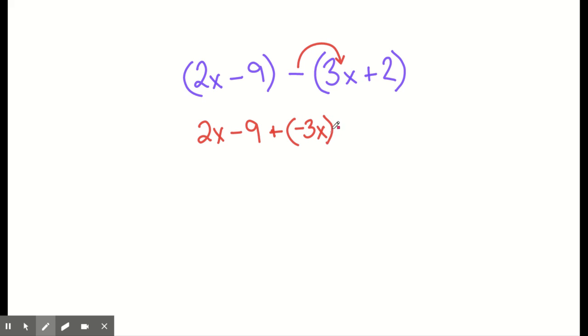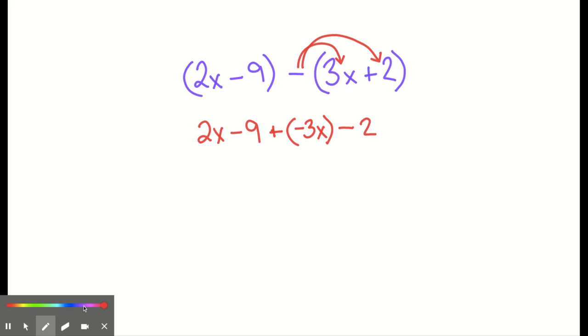Okay. We also have to distribute that negative to this positive 2. So see how we have a plus sign, and we have to also think about that as a positive. So a negative times a positive gives you a negative 2. So now that I've distributed this negative, or as we can see is also a minus sign, now we have 2x minus 9 plus negative 3x minus 2.